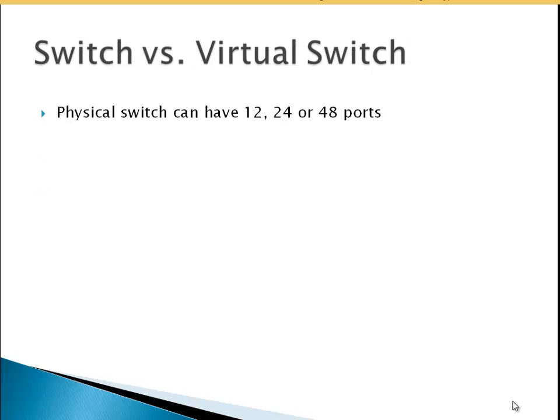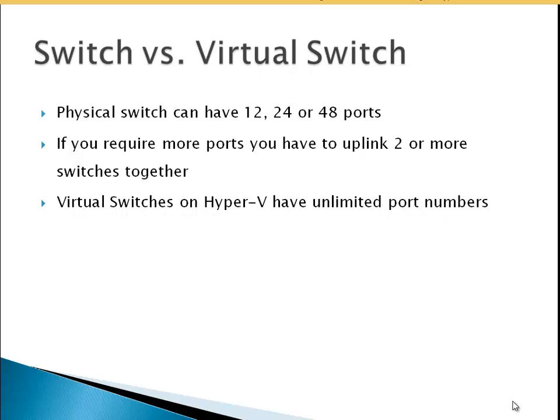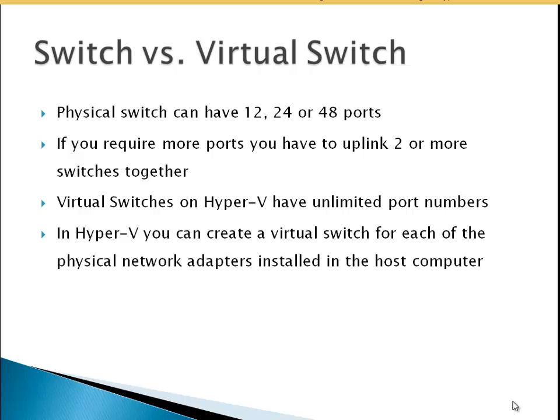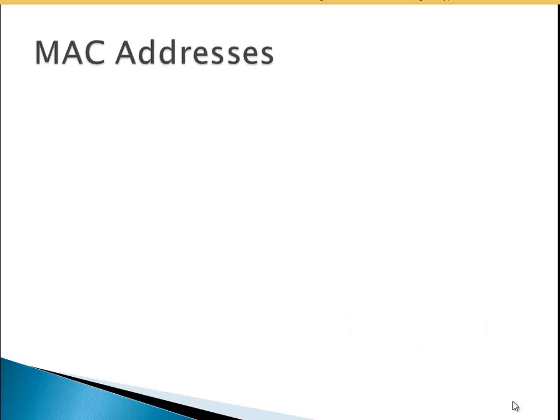Physical switch against virtual switch. A physical switch can have 12, 24, or 48 ports. If you require more ports, you have to uplink two or more switches together. With virtual switches on Hyper-V, you have unlimited port numbers. In Hyper-V, you can create a virtual switch for each of the physical network adapters installed in the host computer. So for each adapter that you have, a network card, you can create a switch for it. When you create a virtual switch, it appears in the network connections in the parent partition as a network adapter. The switch is bound to the operating system's TCP/IP client.